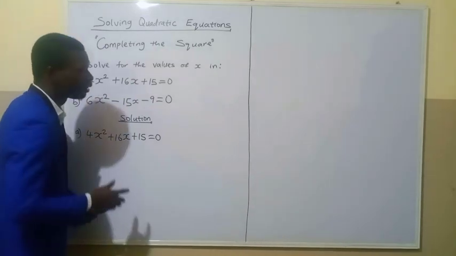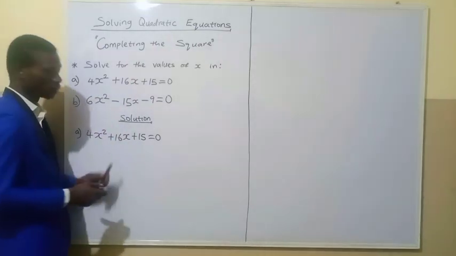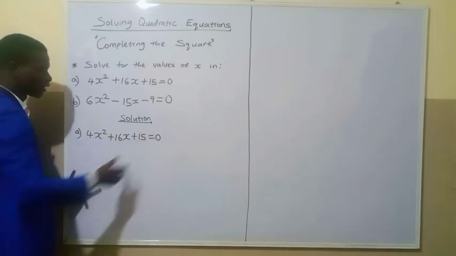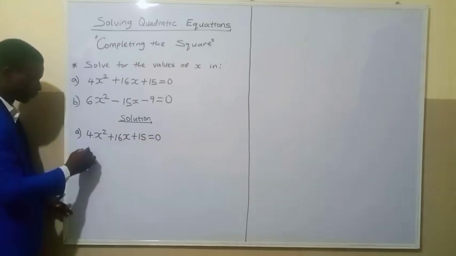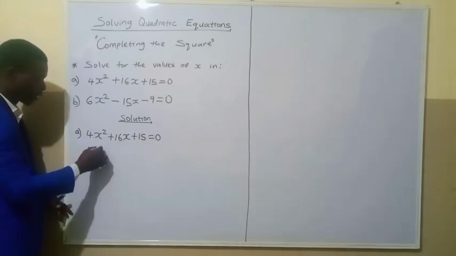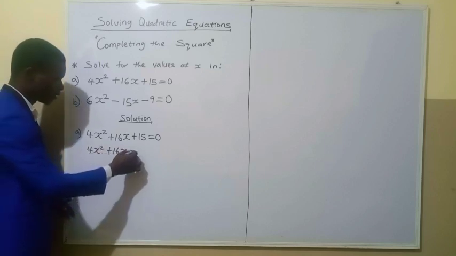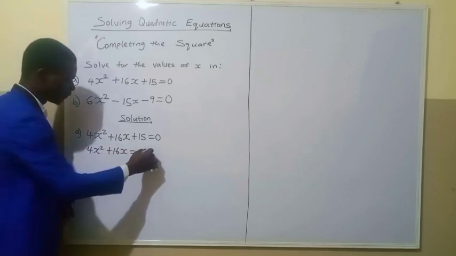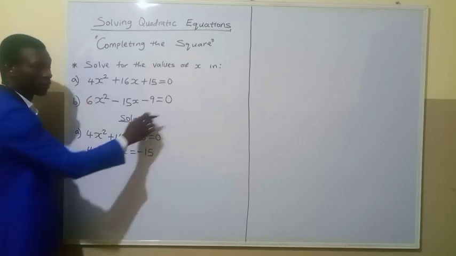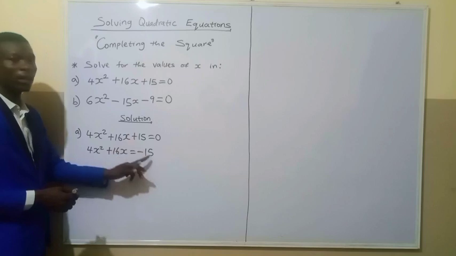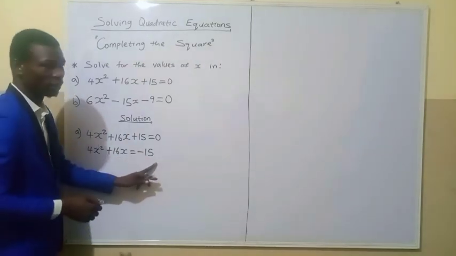So again, this is the x squared term, this is the x term, and this is the constant term. Now in completing the square method, solving this quadratic equation, the first thing we need to do is to isolate the constant term. And we are going to be having 4x squared plus 16x equals negative 15, because when plus 15 crosses to the other side of the equal sign, it becomes minus 15. So we have successfully isolated the constant term in this situation.